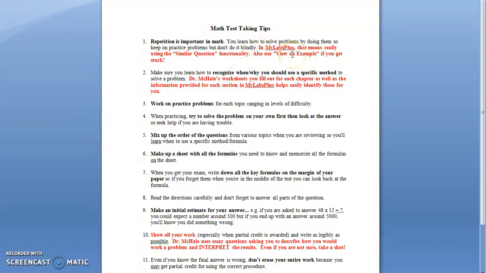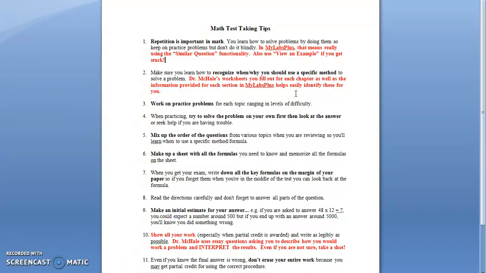We have a tool in StatCrunch and MyLabs Plus. You can use a similar question functionality, view an example functionality. All that really helps you to understand why it is you're doing what you're doing. Dr. McHale also has worksheets for each chapter that will help point you to the specific method you should use to solve the problem. So you need to make sure you fill out those worksheets completely.